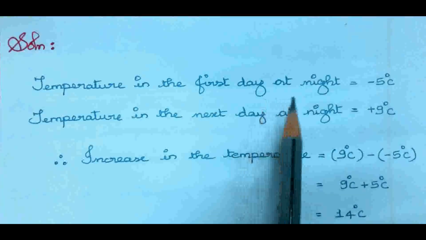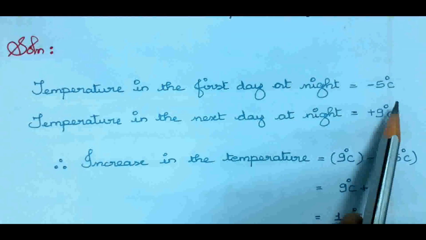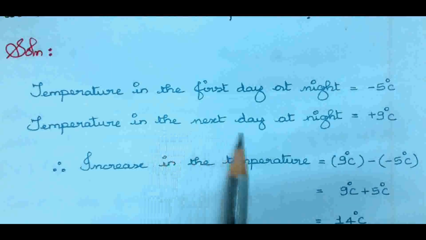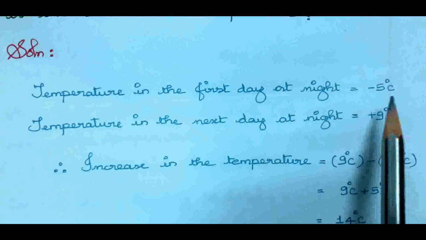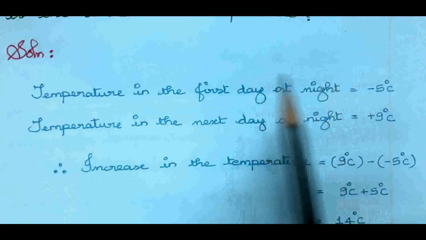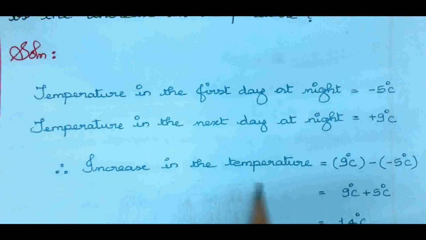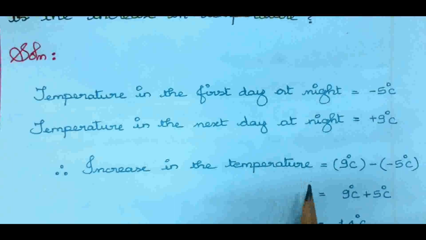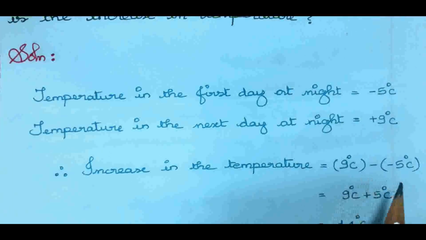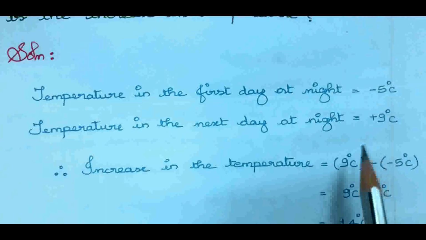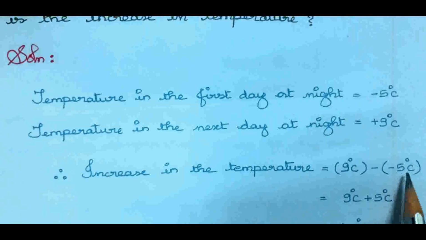Temperature in the first day at night, we had minus 5 degrees Celsius, right? Temperature in the next day, it is equal to plus 9 degrees Celsius. Minus represents chillness, plus represents normal. So when you want to check the increase in temperature, you just subtract the lowest Celsius from the highest Celsius. Here the highest is 9 degrees Celsius and the lowest is minus 5 degrees Celsius.